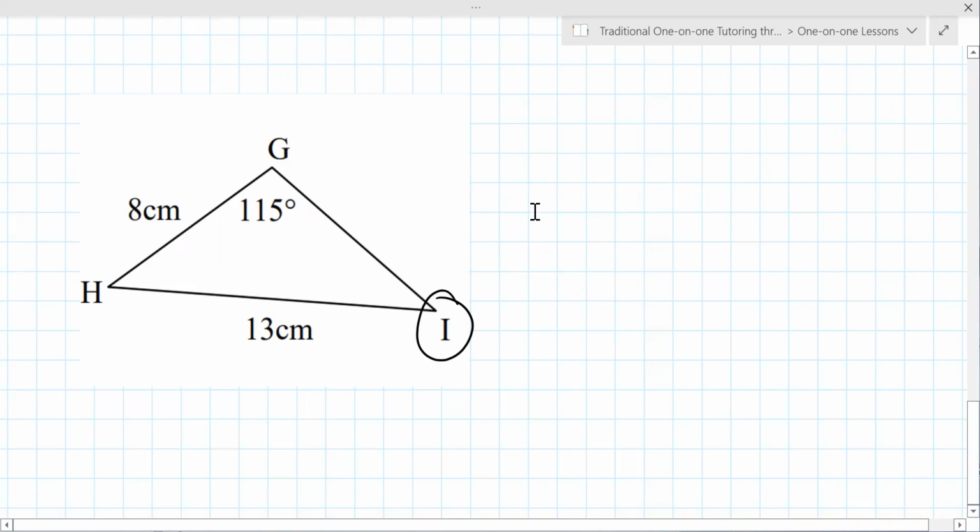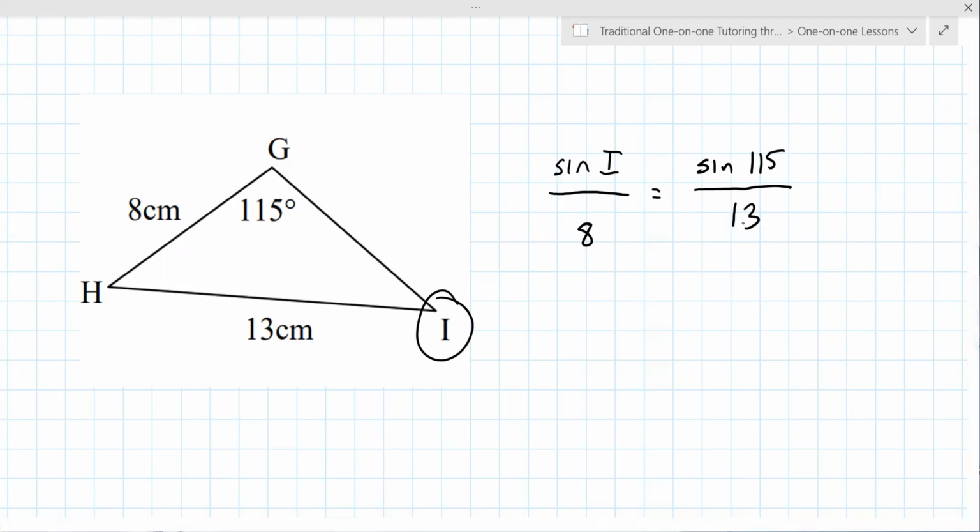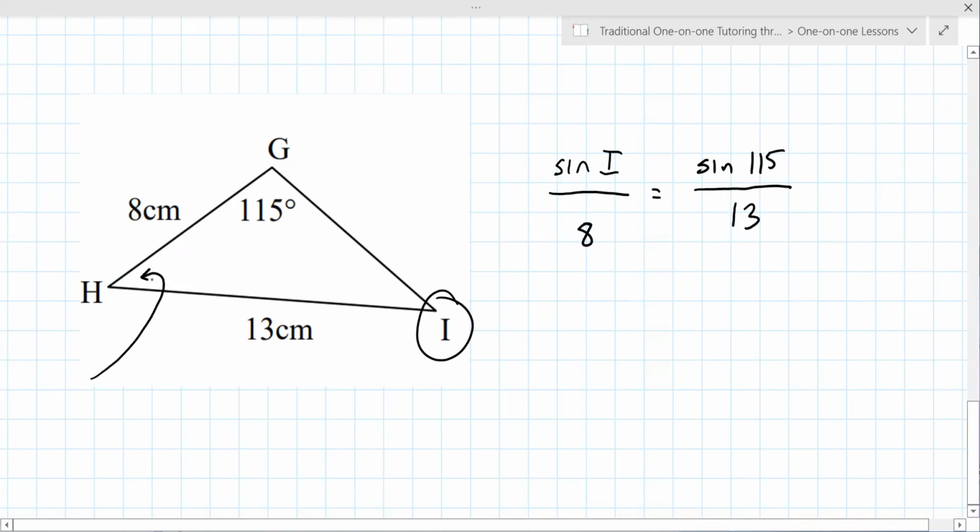Sine of I over 8 equals sine of 115 over 13. Very good. Then you would multiply by 8 on both sides, and you take the sine inverse and you'd get I. Good. Once you found I, what would you do to find H? You could add up all the angles you have and subtract it from 180. Got it.